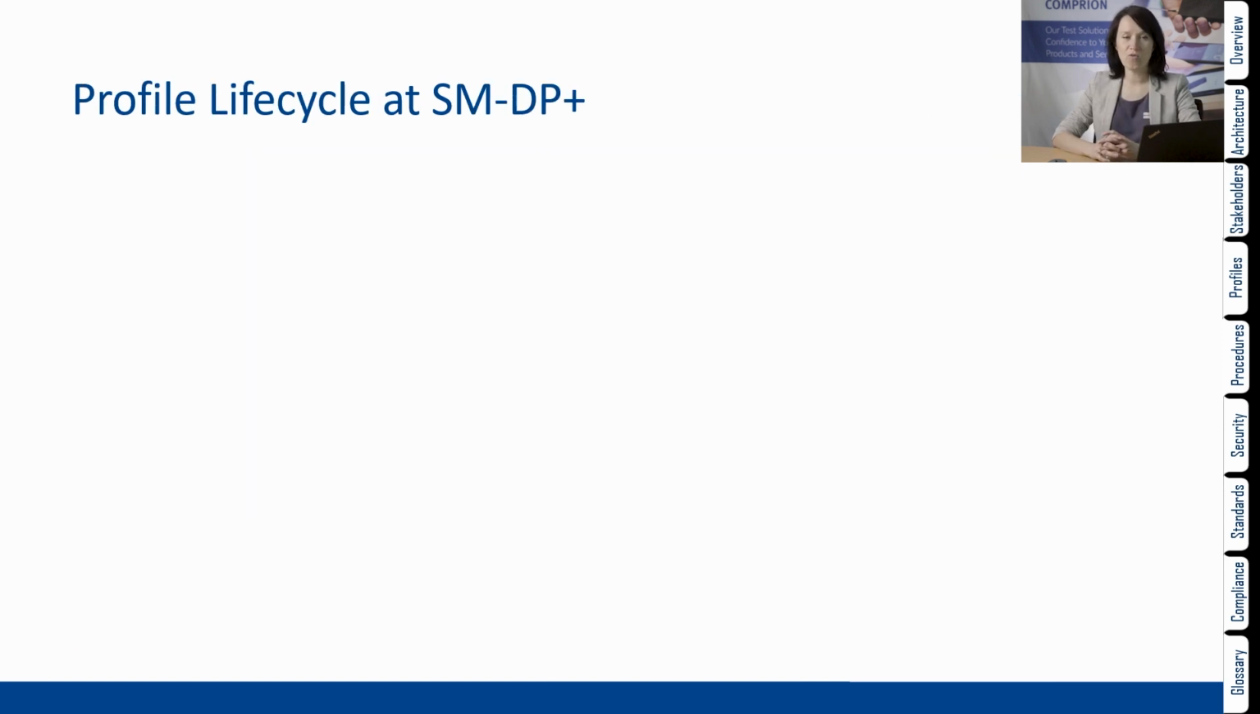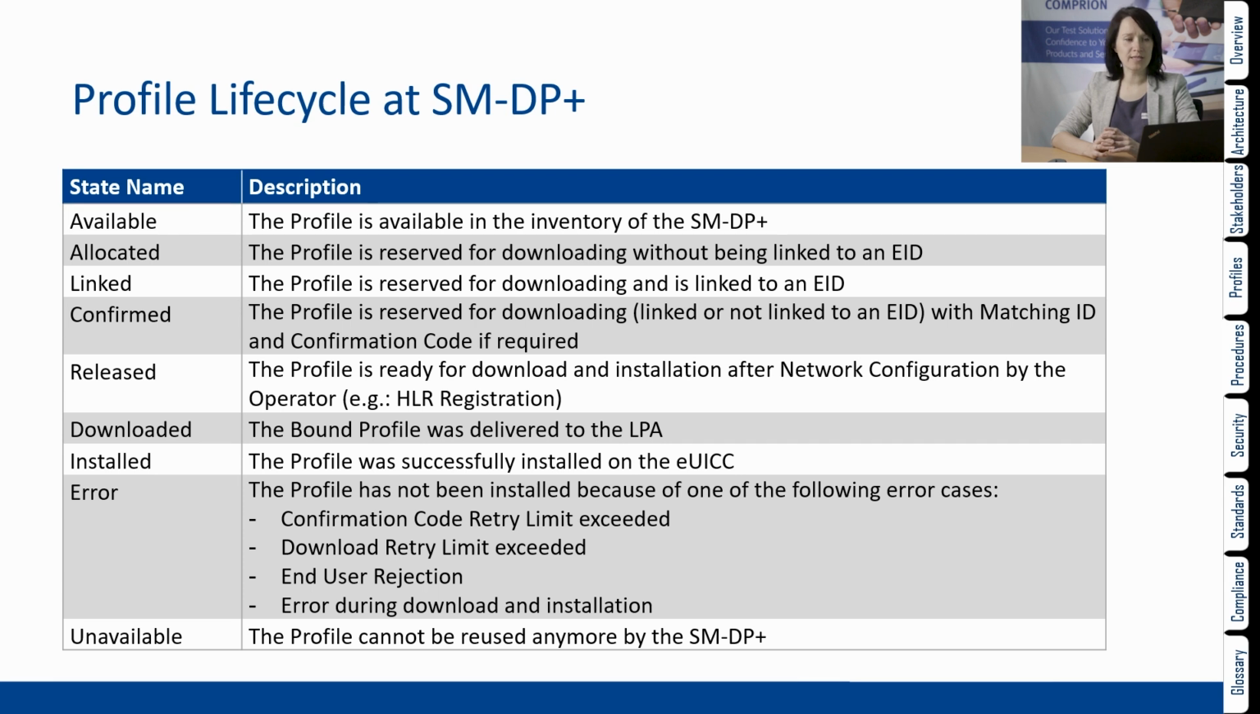Let's take a look at the profile life cycle at the SM-DP+. The profile status can be either available. This is the case when the profile is available in the SM-DP+. Then it can be the case that it's allocated. The profile is reserved for downloading without being linked to an EUICC ID. Another case is when the profile is already linked. It means the profile is reserved for downloading and is linked to a specific EUICC ID.